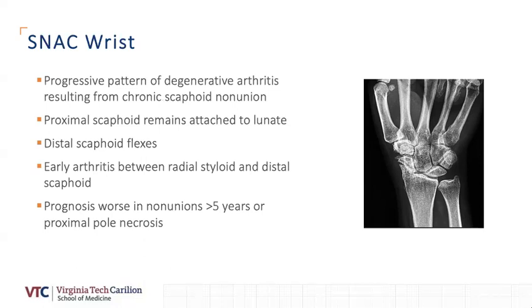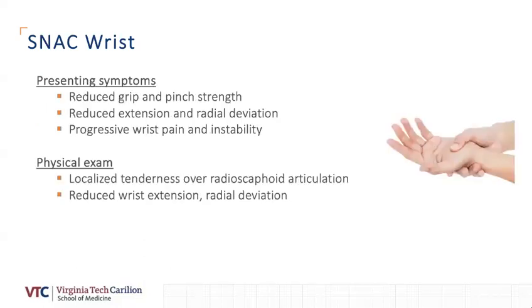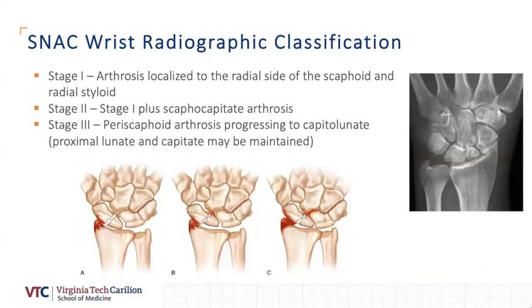It's been shown that prognosis is worse if non-union is greater than 5 years or if you have proximal pole necrosis. These patients will often present with reduced grip and pinch strength. They'll have reduced extension and radial deviation and progressive wrist pain and instability. On exam, you'll find localized tenderness over the radioscaphoid articulation, and you'll have reduced wrist extension and radial deviation.